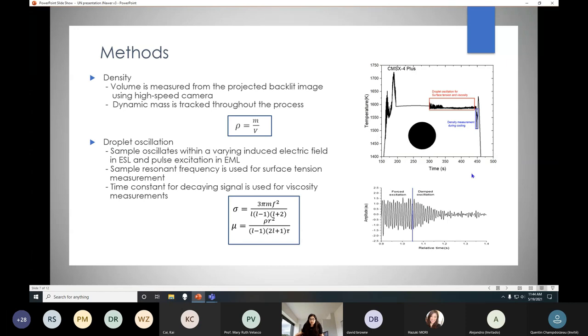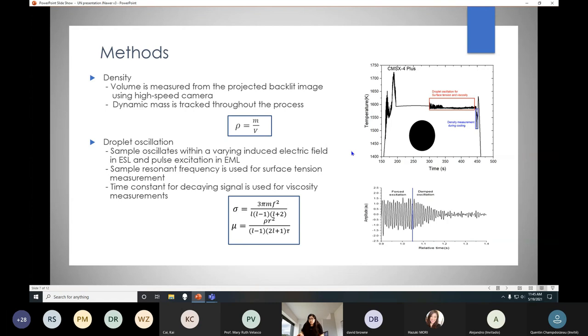To give an idea of how we conduct the test, we levitate a sample in an electrostatic levitator or electromagnetic levitator, and then we heat the sample to simulate casting or to melt the metal in general. The figure on the top right shows a typical time-temperature profile where you can see that we start heating the sample, and once the sample is melted completely, we superheat it to some extent, and then we hold the sample in a long thermal hold where we excite the sample to measure surface tension and viscosity. Once the heating is done, we let the sample free cool, and during that free cooling, we measure density.